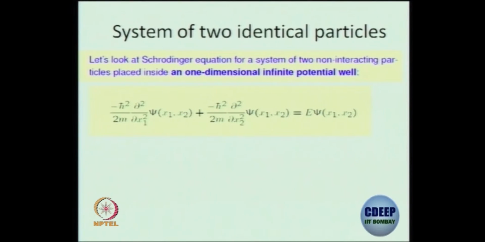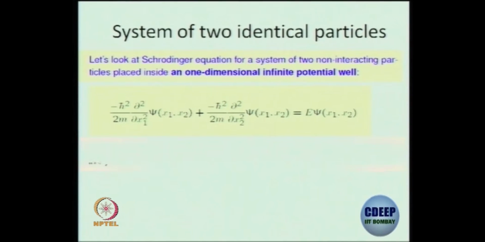simplest situation. A 2 particle system in a 1 dimensional potential well, and the wave function should be a function of position of the first electron, position of the second electron. This x1 and x2 is still in 1 dimension, but the subscript 1 is for the first electron, subscript 2 for the second electron. This is the kinetic energy for the first electron, this is the kinetic energy for the second electron, and it has to satisfy your time independent Schrodinger equation.